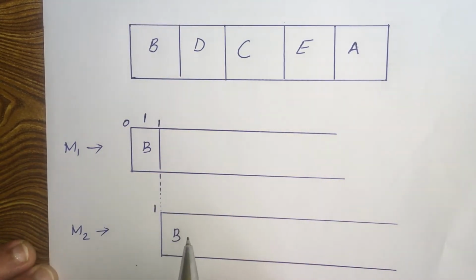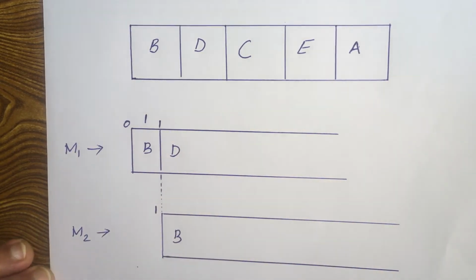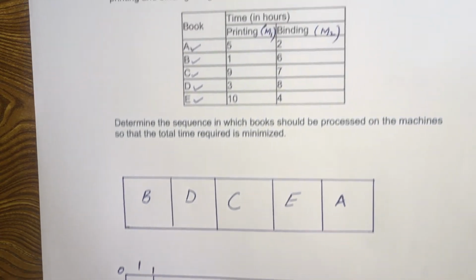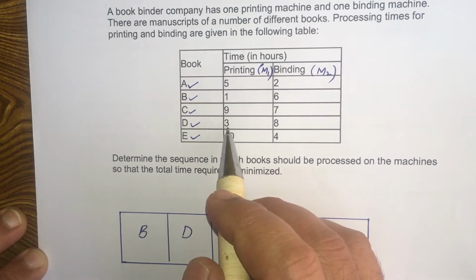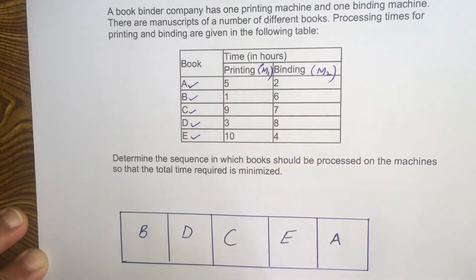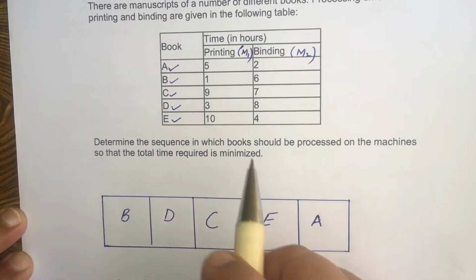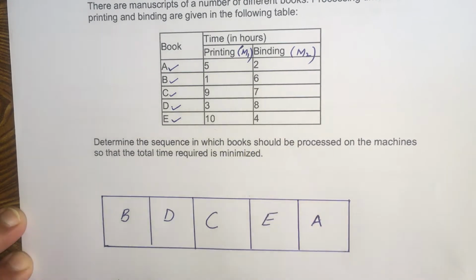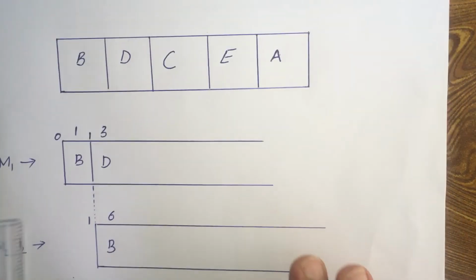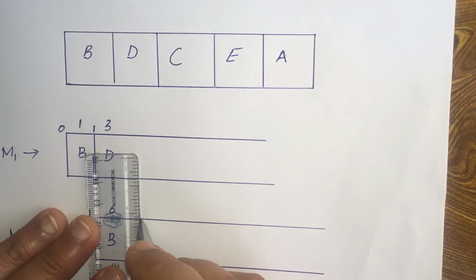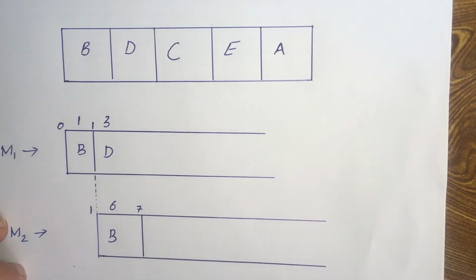Now as B is being processed in M2, which job will be processed in M1? D. D will be processed in M1. Now how much time does D take in M1? D takes 3 hours in M1. So 1 plus 3 is equal to 4. Now how much time does B take in M2? It takes 6 hours. So 1 plus 6 equal to 7. So B will be done in M2 by the 7th hour.